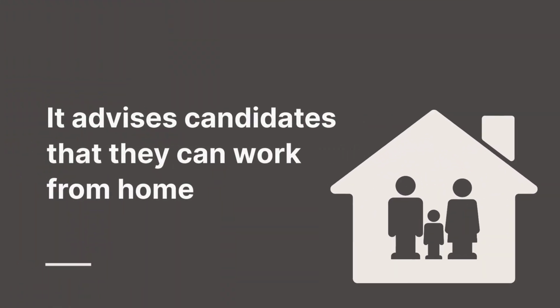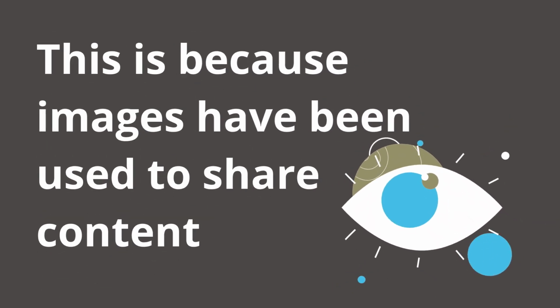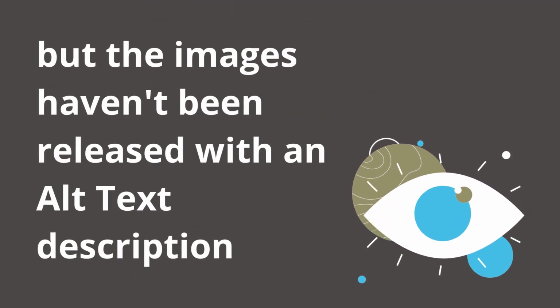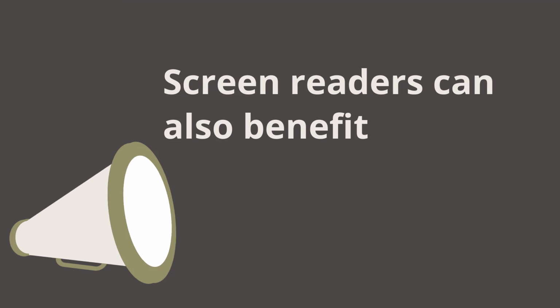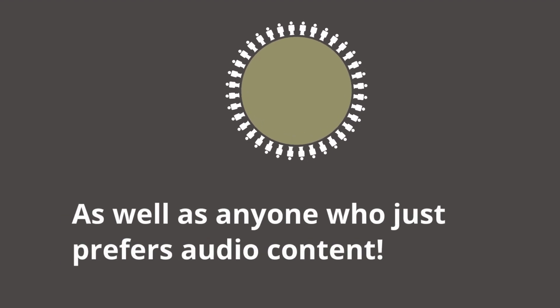It advises candidates that they can work from home. But Jamal can't perceive this information with his screen reader. Graphic your paragraph text.png. Available. Again, got no idea what's going on. This is because images have been used to share content. But the images haven't been released with an alt text description, so the screen reader can't provide the information in an audio format to Jamal. Screen readers can also benefit people with cognitive and learning disabilities, and anyone who just prefers audio over text.